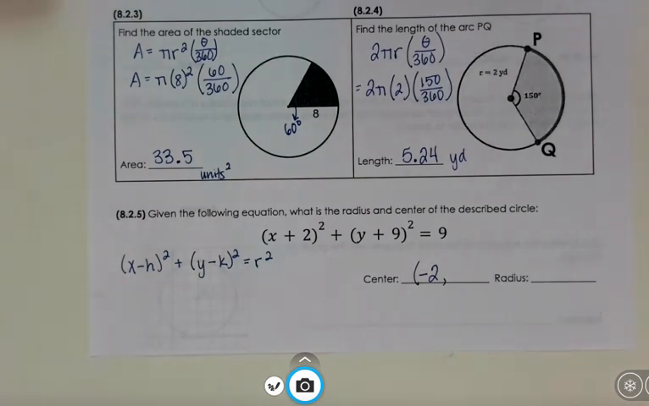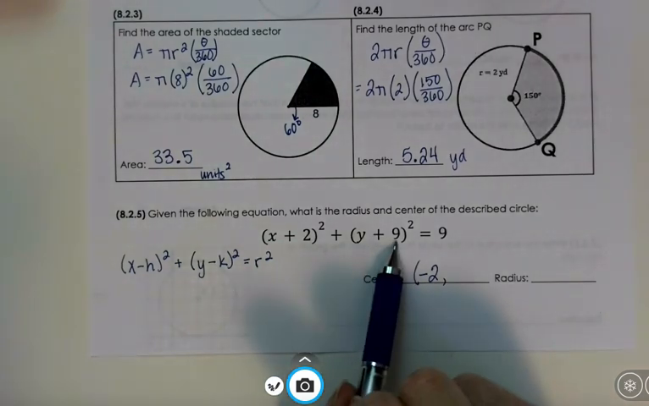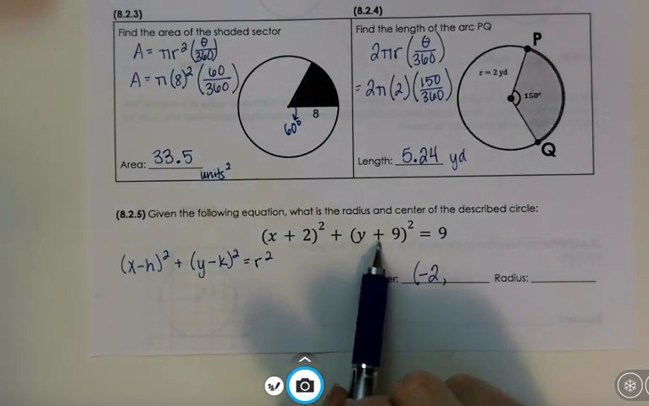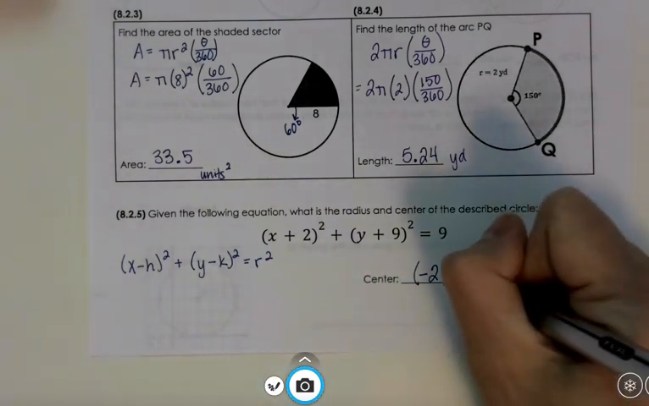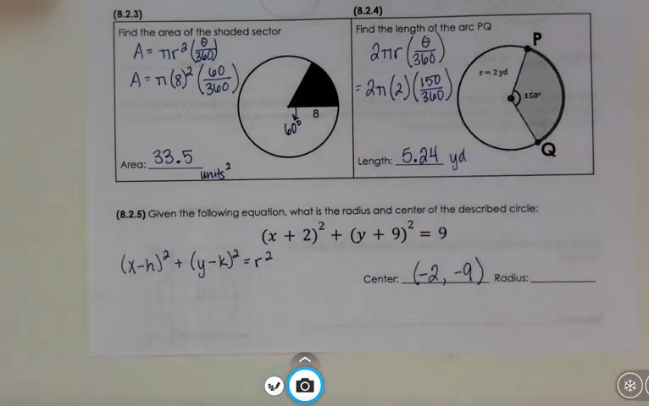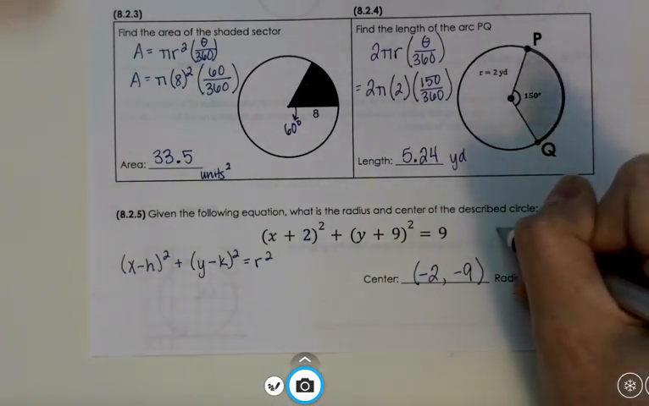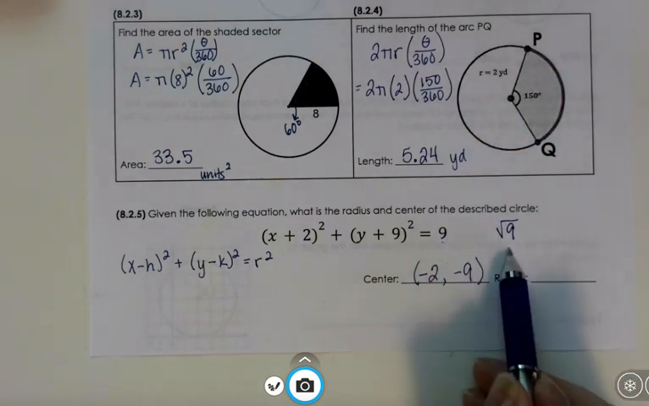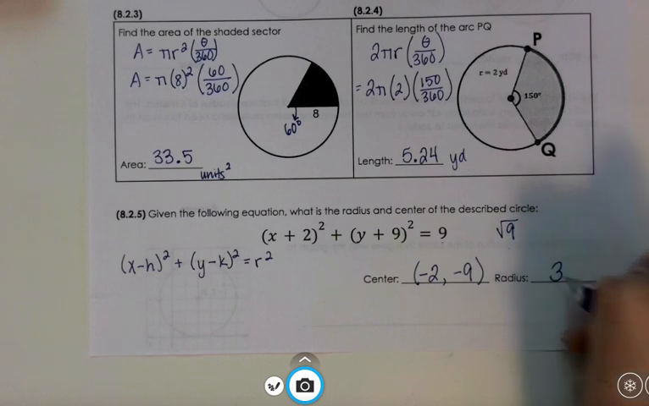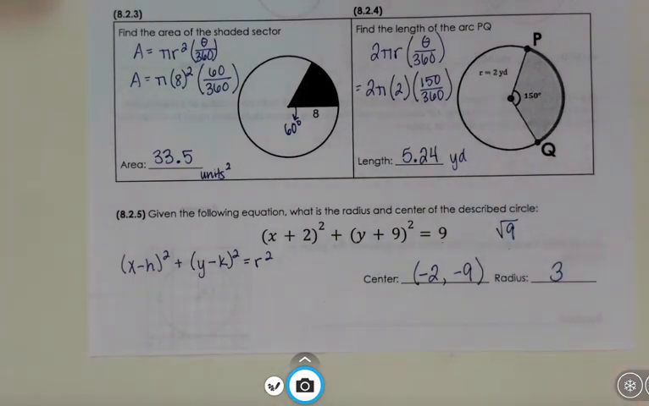So then the y value of my center, I look at the number that's with my y, and it looks like a positive 9, but I do know it's the opposite of that, so it'll be a negative 9. So my center is negative 2, negative 9, and my radius is going to be the square root of this last number on the end. So the square root of 9, which ends up being a nice whole number of 3. So I have a radius of 3. I hope that helps reviewing the 2.0 learning targets.